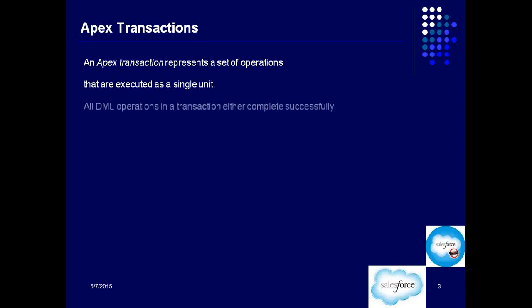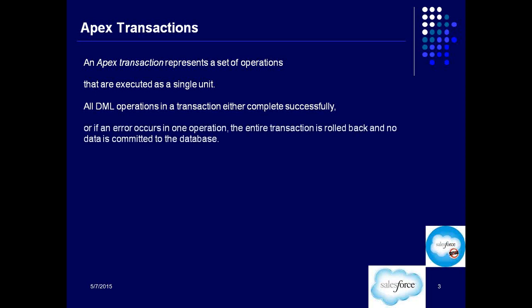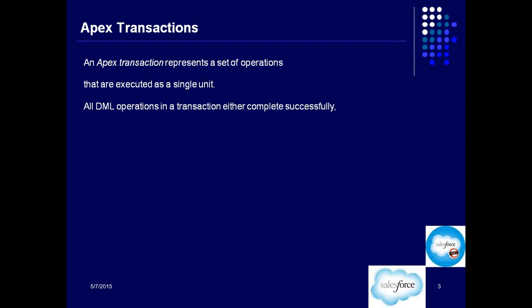All DML operations in a transaction either complete successfully, or if an error occurs in one operation, the entire transaction is rolled back. Basically, a transaction is a set of operations, and there is a transaction boundary. All the DML operations inside the transaction boundary either all execute successfully or all of them get rolled back.